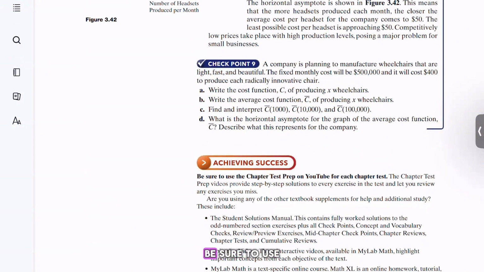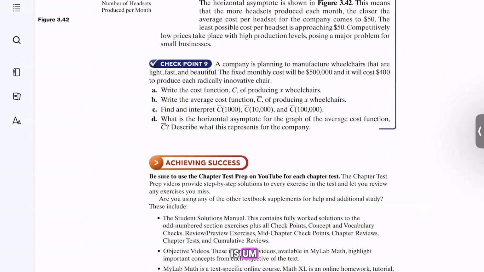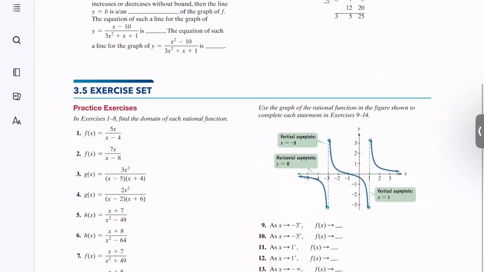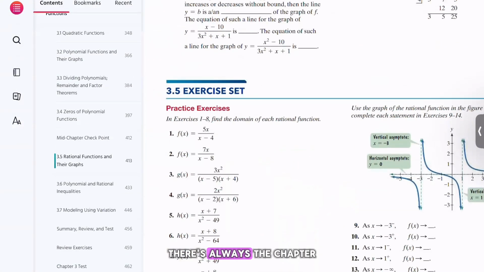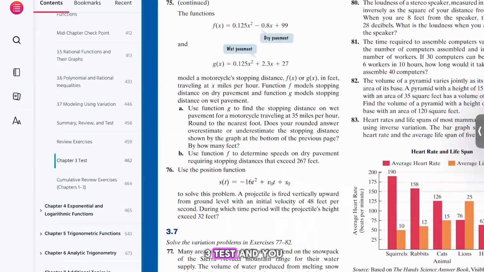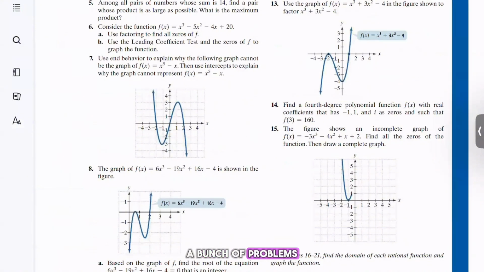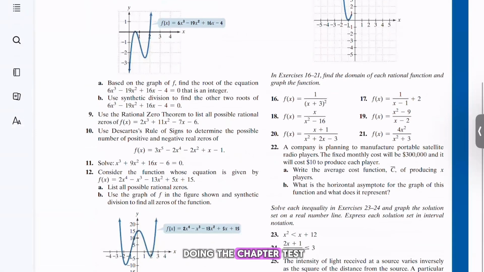What does it say here? Be sure to use the chapter test prep on YouTube for each chapter test. I didn't know it was on YouTube, but it says it is. And then, like I said, there's always the chapter 3 test, and you have the answers to that. So if you need to cram a bunch of problems in, these are usually challenging as well. So I recommend doing the chapter test.